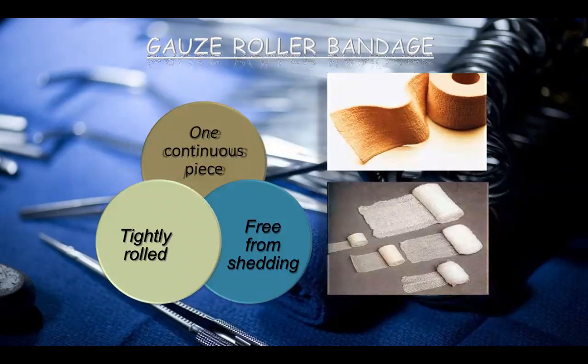First one is the gauze roller bandage. You may see this type in the lower picture, a gauze roll bandage. It is in continuous form. One continuous piece of gauze cloth is used as a bandage, tightly rolled. Mostly for commercial packing, they are very tightly rolled and free from shedding. They do not shed anything. So these are the gauze roller bandages. Whenever there is a need, they are fixed over that area.